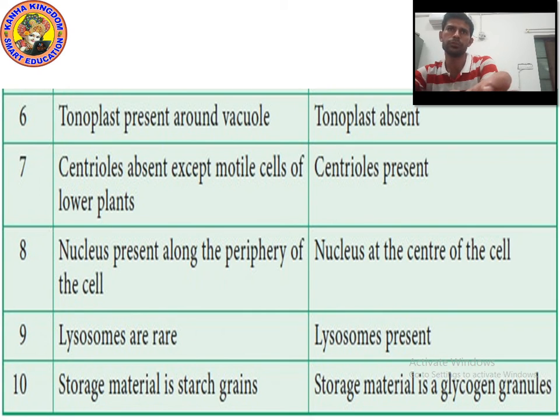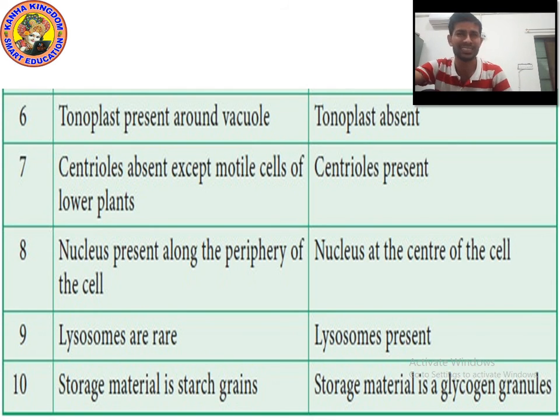So kids, I hope that you understood the differences. Difference number 6: in a plant cell tonoplast is present, in an animal cell tonoplast is absent. In a plant cell centriole is absent, and in an animal cell centriole is present. In a plant cell the nucleus is present along the periphery of the cell, but in an animal cell the nucleus is at the center of the cell. In a plant cell lysosomes are rare, in an animal cell lysosomes are present. In a plant cell the storage material is starch grain, in an animal cell it is glycogen.